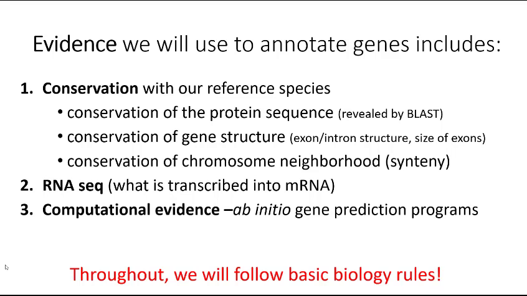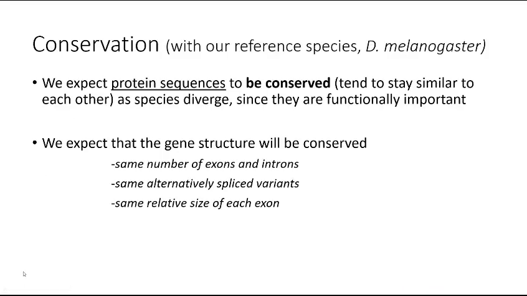Throughout the entire process of annotation, we will pay careful attention to following basic biology rules. So first we'll talk about conservation. Conservation is really the similarity with our reference species, which is Drosophila melanogaster. The main type of conservation people usually think about is the conservation of protein sequences, and we certainly expect that to be true. So as species diverge from each other, they get more and more different over time. However, the parts that are important, specifically protein coding sequences, tend to stay more similar because they are functionally important.